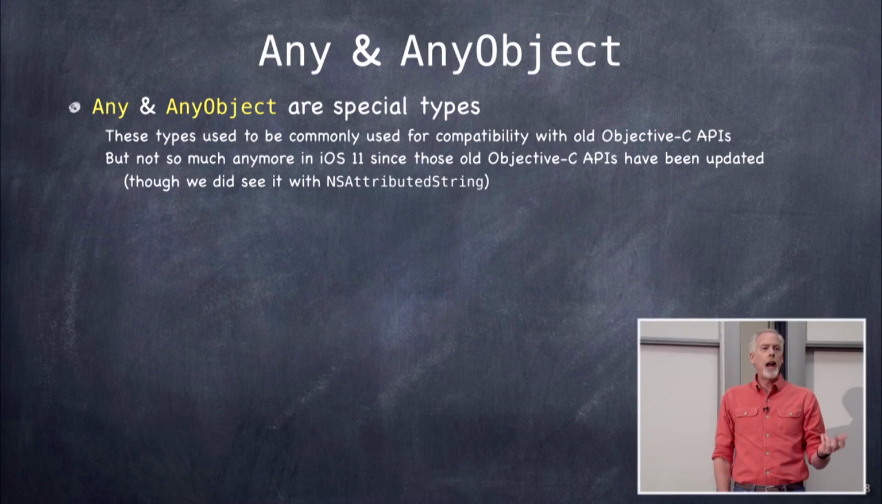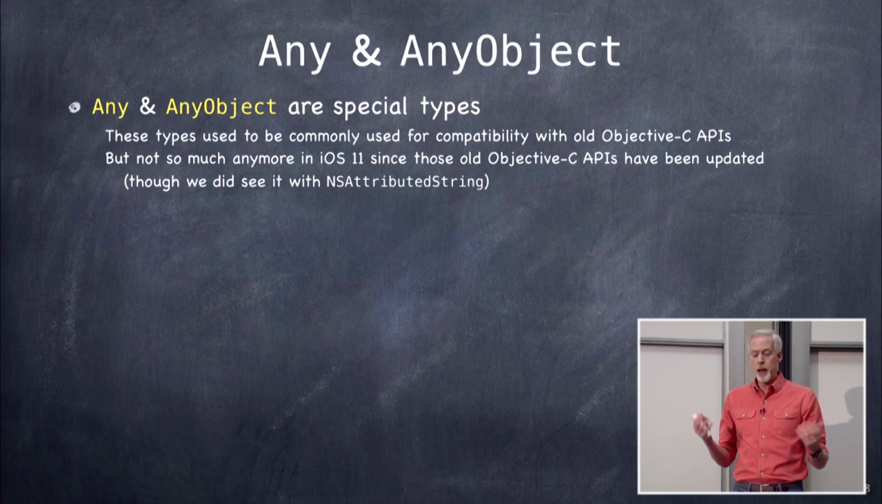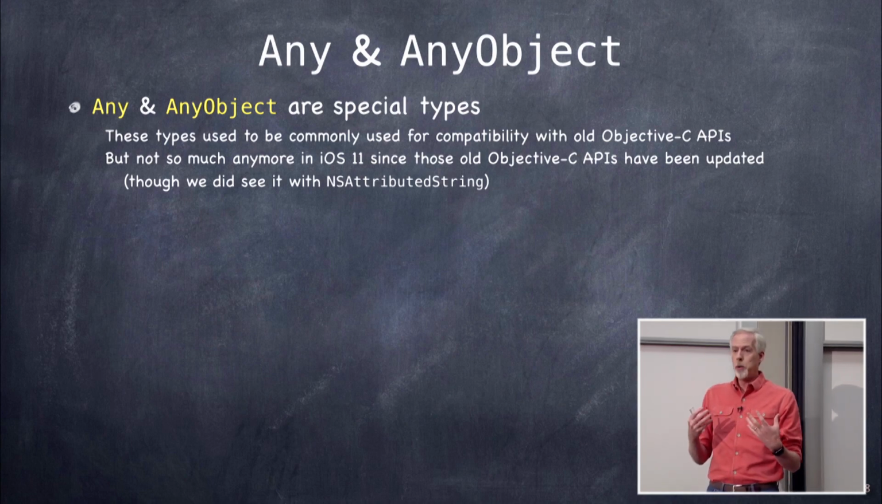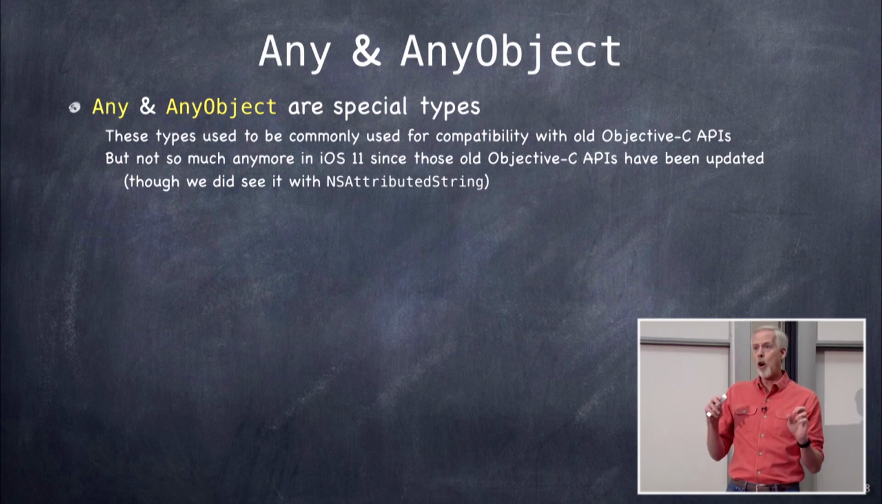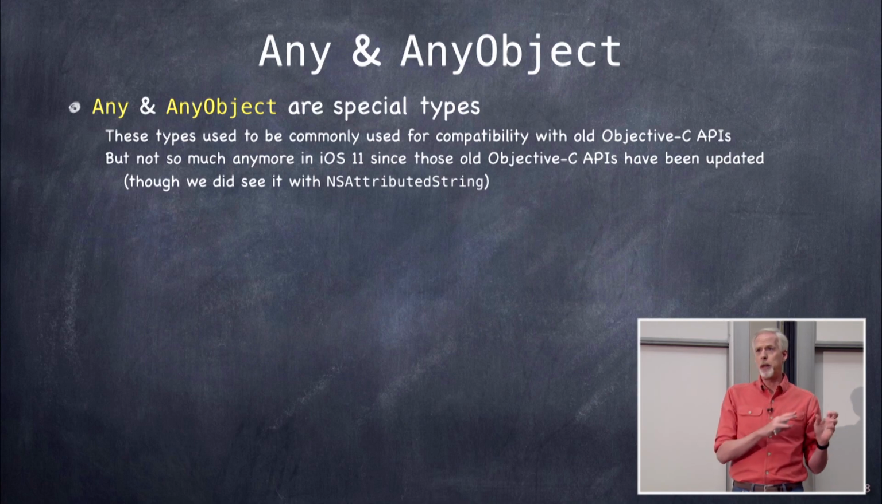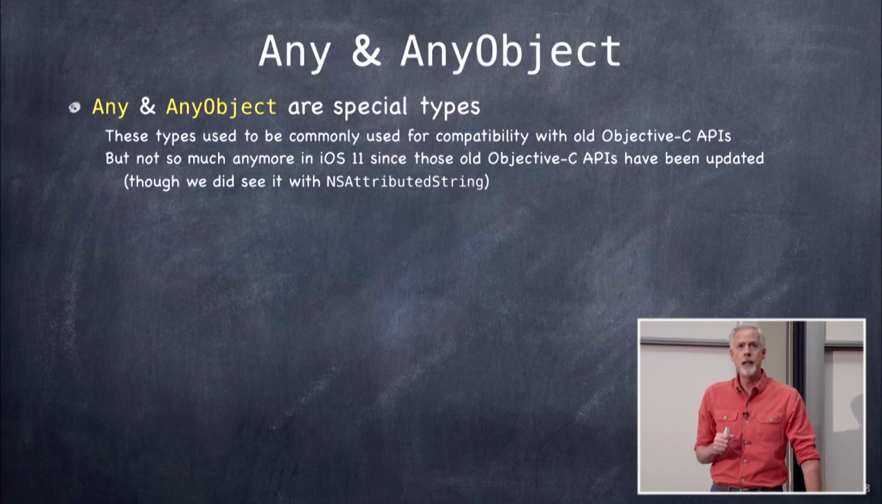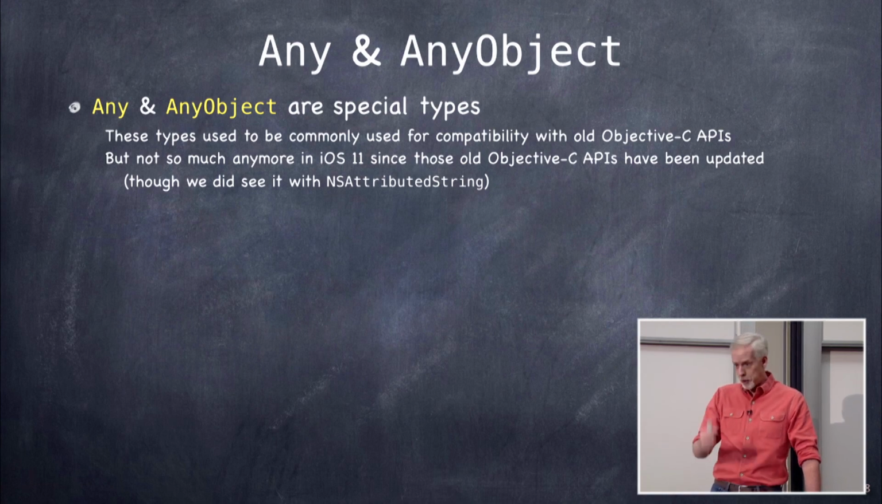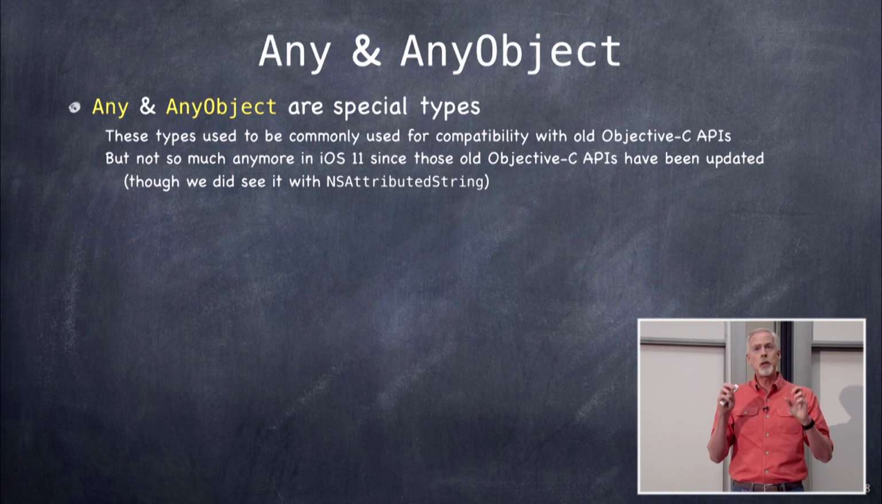And I told you that any means you don't know what type it is. It could be any type. Okay, and we also know that that's not very Swiftian because Swift is strongly typed. Okay, so any and AnyObject are in there for compatibility with Objective-C. Objective-C had a very important type called ID, which was essentially any, and it was built into all the APIs. So when Swift came along and tried to be strongly typed, it had to have this one concession.